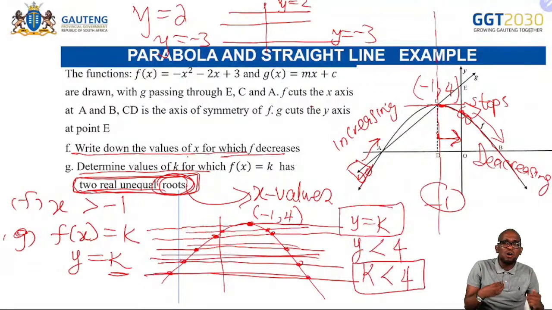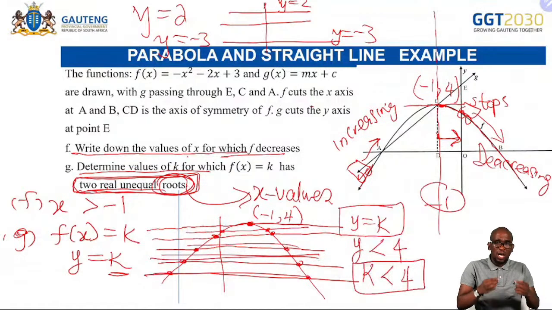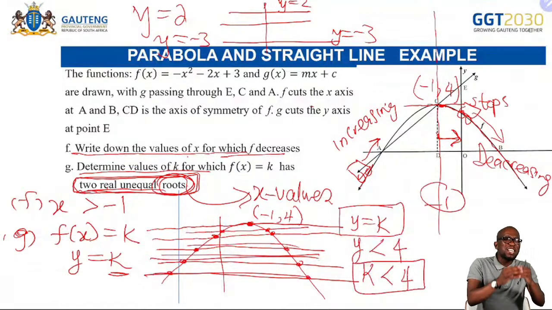So that is how you actually work out the nature of roots from the graph. Remember, when these questions are asked in a graph, then it means you have to use the graph. You don't have to use the discriminant. You have to use the graph.